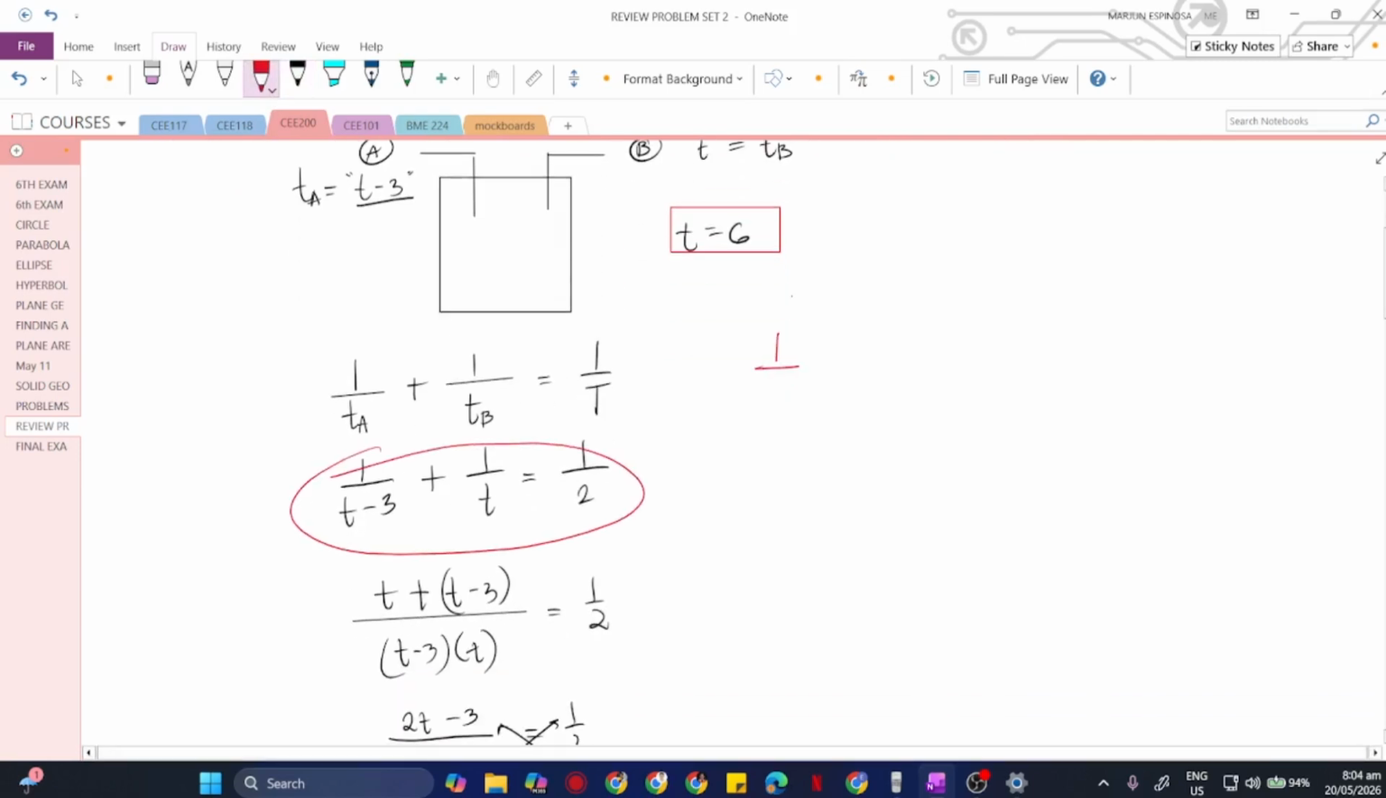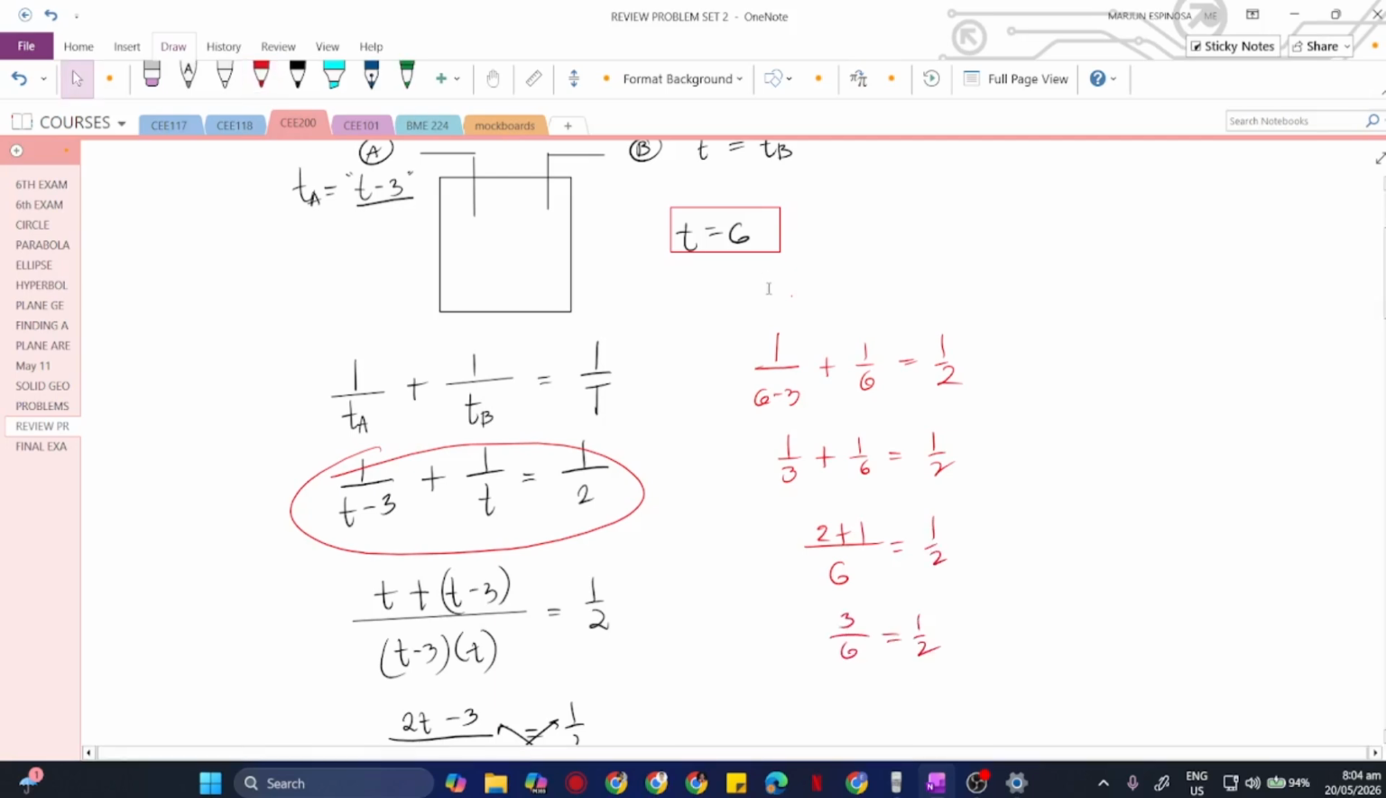So, 1 over 6 minus 3 plus 1 over 6 should be equivalent to 1/2, no? So, ito 1 over 3 plus 1 over 6 equivalent to 1/2. Check natin, ha? So, ito, yung LCD niya would be 6. So, 6 divided by 3, that would be 2. 2 times 1, we have 2. Plus 6 divided by 6, 1. 1 times 1, we have 1. So, 3 over 6 equivalent to 1/2.